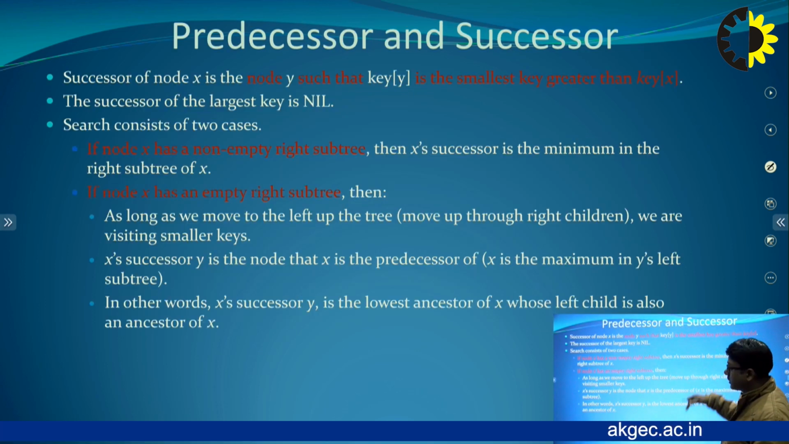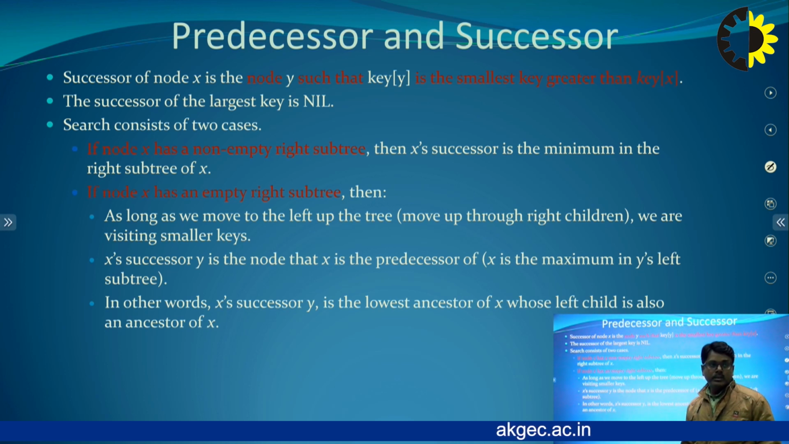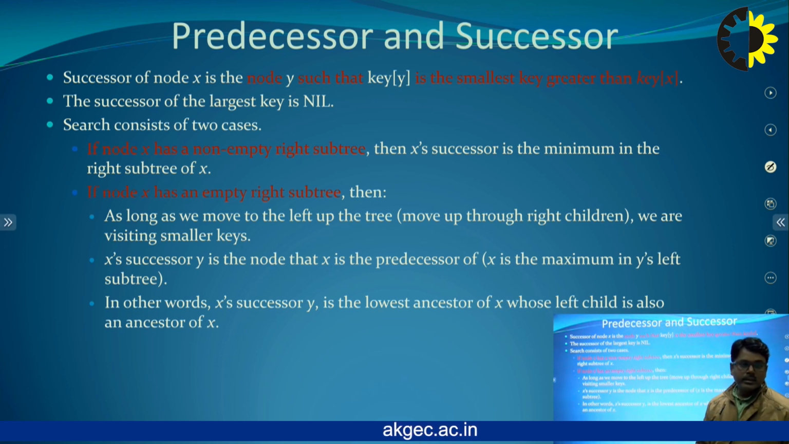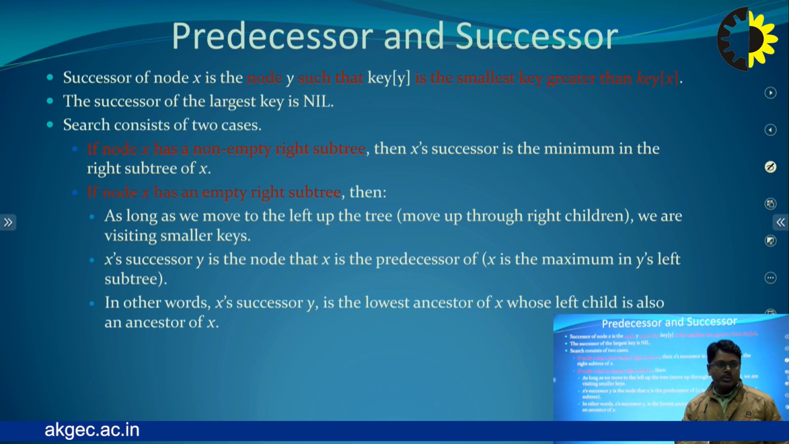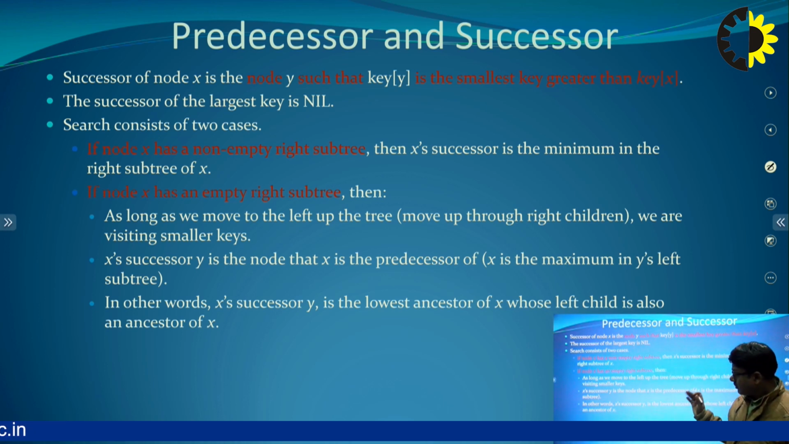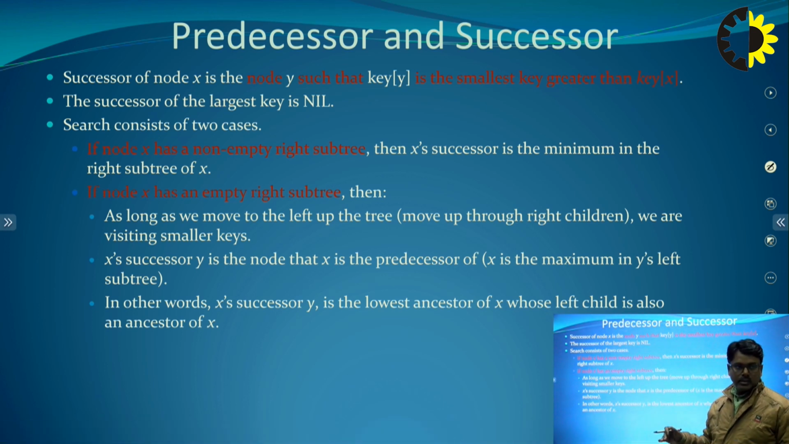Now, predecessor and successor, another important part. Successor is what? Whatever root node is there, the next element that is to be reached as per the binary search tree. If you are trying to search on the left subtree, the next element will be the successor. The next element or next root or next leaf node or terminal node will be the successor.